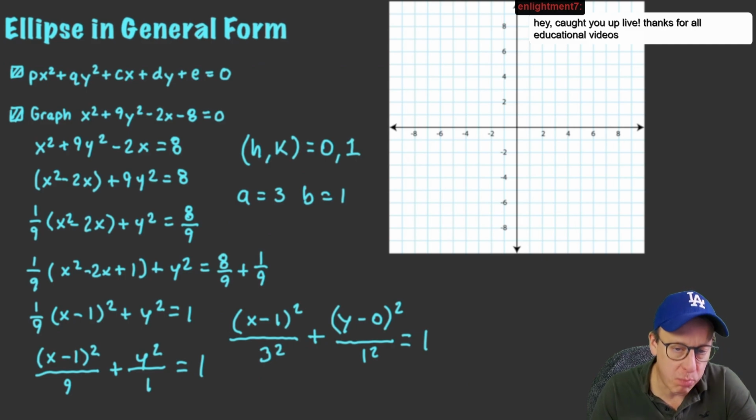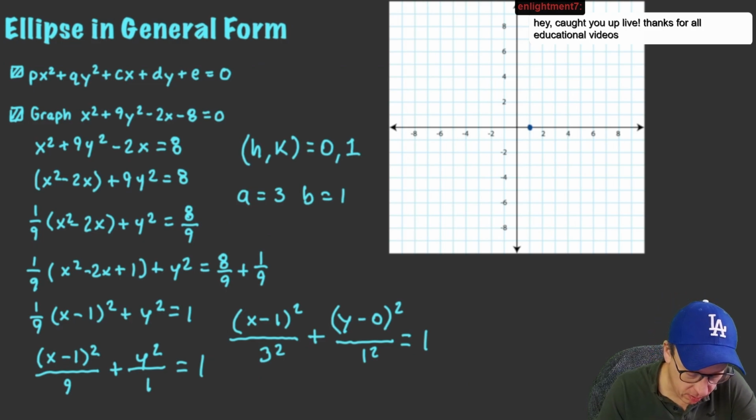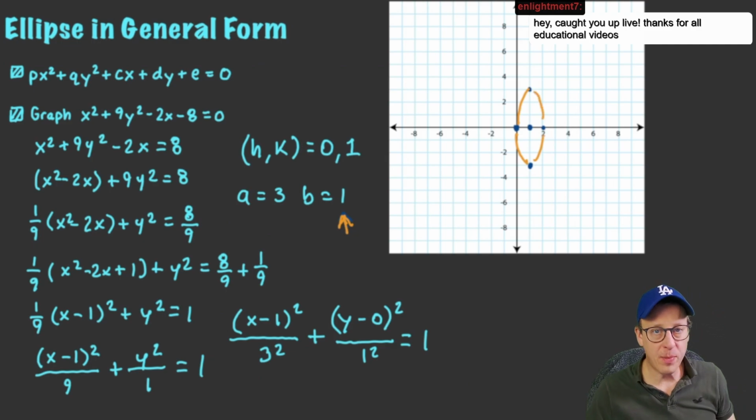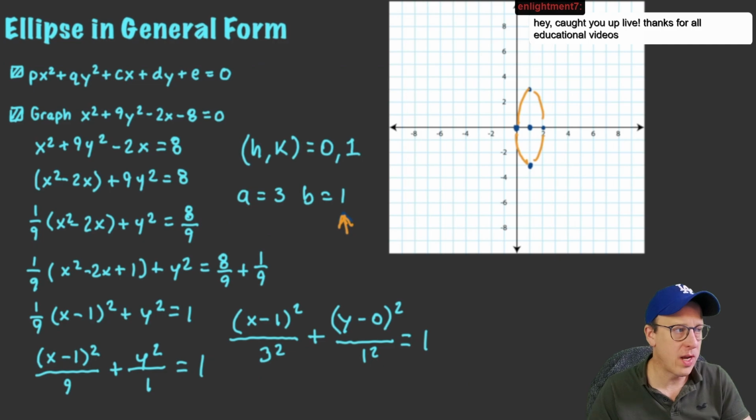So we're going to have a point right here for the center. And then we know that our B term is going to determine how wide our ellipse is. So it's going to be 1. So we're going to put a point right here, and a point right here. And we know that our A term is going to be 3. So 1, 2, 3. Put a point right there. 1, 2, 3. Put a point right there. And then we can draw in our ellipse. And there it is. How to take a pretty complicated type of equation and convert it into a graph.